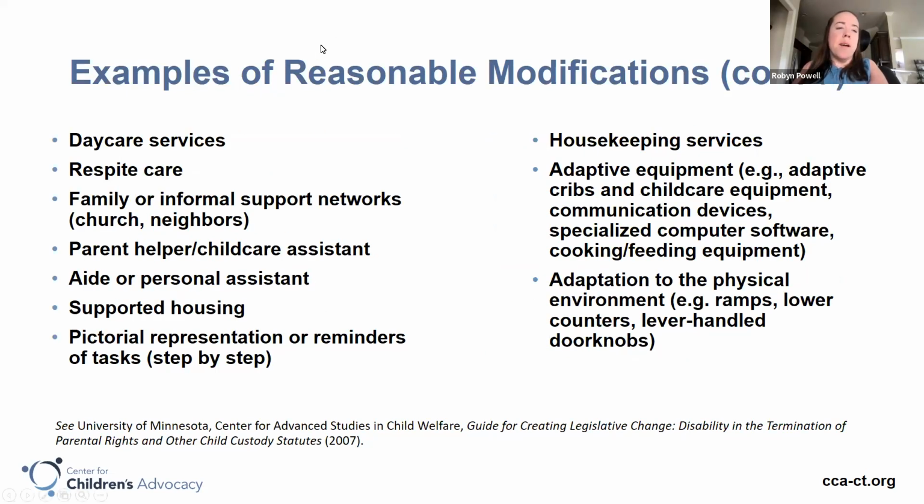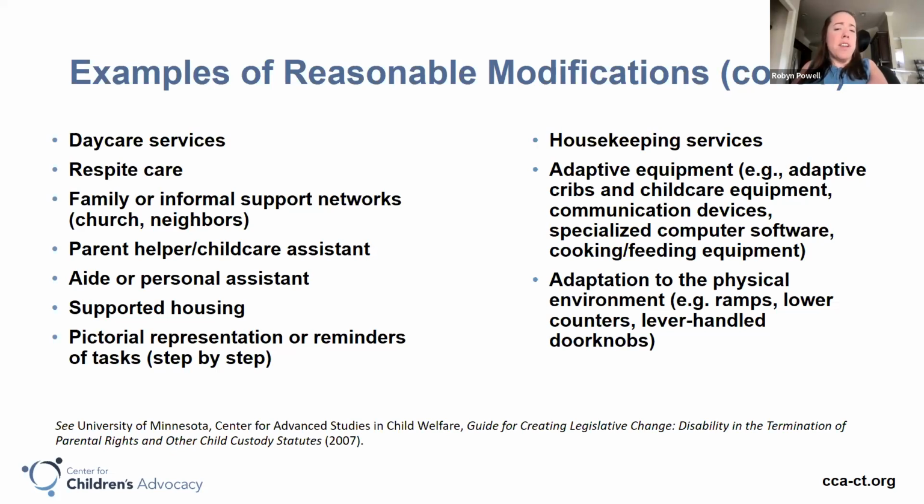Other examples: daycare services or respite care. Informal support networks can be really helpful. So finding out, what is the family support network? Do they go to church? Do they have neighbors or friends? Who is available to help them? Parent helpers or assistants. One thing that can be really helpful for parents who have low literacy or intellectual disabilities is pictorial representation or reminders of tasks, a step-by-step. This is how you feed a baby, and having a chart that just outlines the steps.